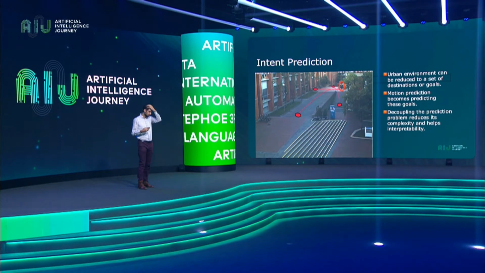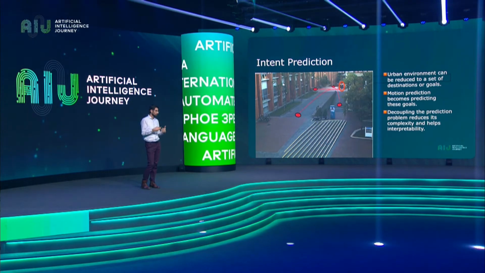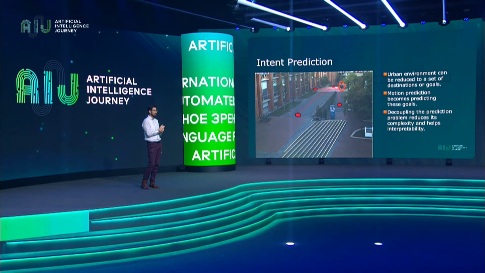Again, these environments are very complex. Imagine they are crowded by many people. To have accurate predictions, a possible way of understanding this is if we break down the problem in two. The first one is intent prediction. We can divide any urban or indoor environment into a subset of goals, and then the first problem is going to be to infer which are these goals.